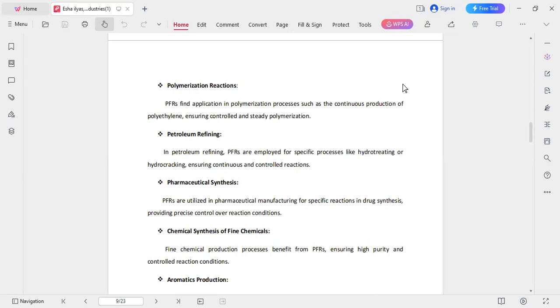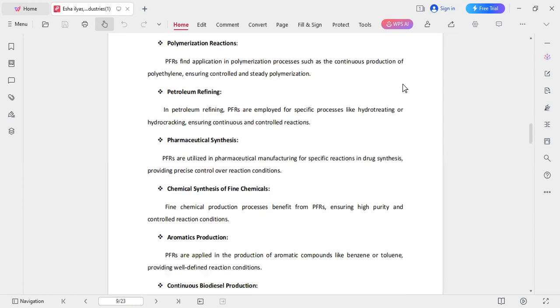Number 4, pharmaceutical synthesis. Plug flow reactors are utilized in pharmaceuticals manufacturing for specific reactions in drug synthesis, providing precise control over reaction conditions. Number 5, chemical synthesis of fine chemicals. Fine chemical production processes benefit from plug flow reactors, ensuring high purity and controlled reaction conditions.